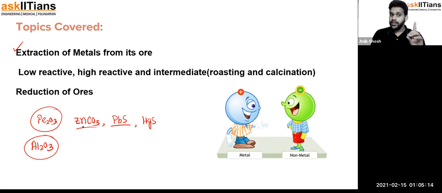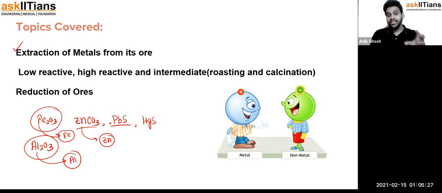Now from here, how would you get this particular metal? From here the aluminium, from here the iron, how would you get them? That is what we are going to learn in today's video. We are going to separate all the metals into three forms: low reactive, high reactive, and intermediate reactive. For these three types of metals, we will see the processes through which we extract them.